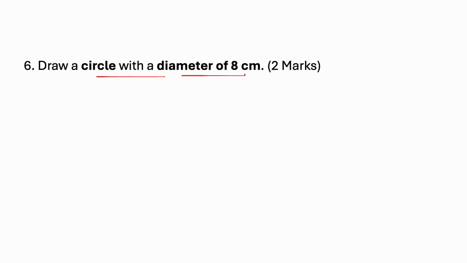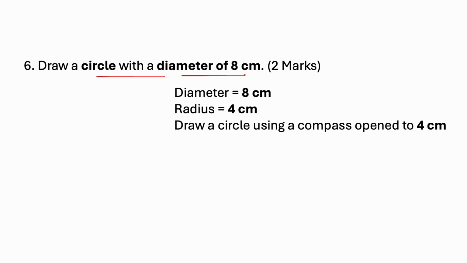Next one, draw a circle with diameter of 8 cm. This is a 2 marks question. So diameter is 8 cm. So what is radius? Diameter divided by 2. That is 8 divided by 2. That is 4. Diameter is twice the radius. So 2 into 4 is 8. So radius is 4 cm.